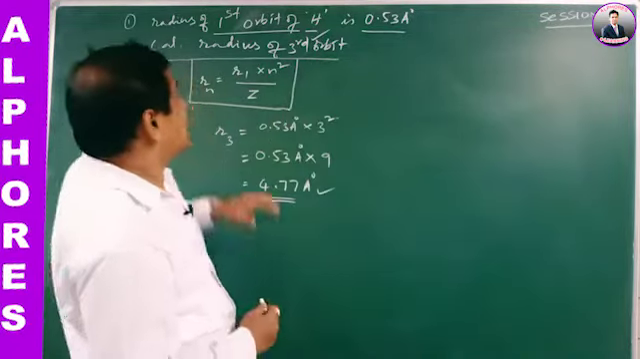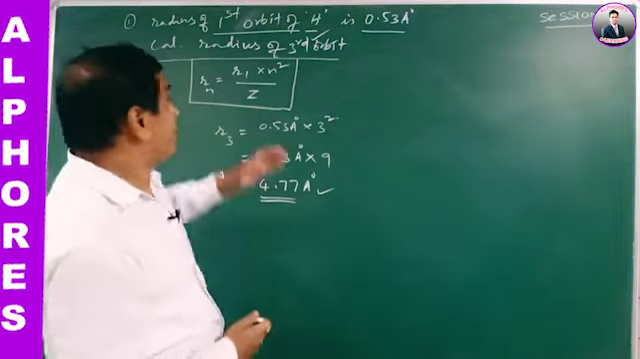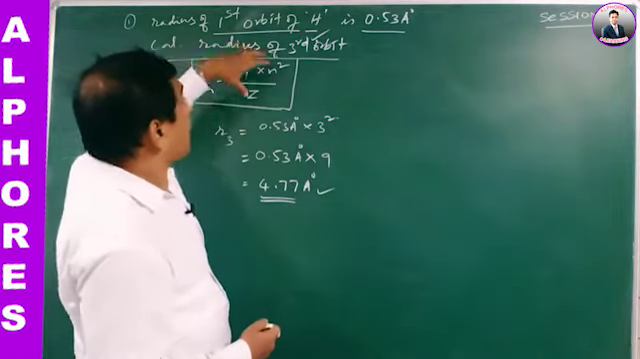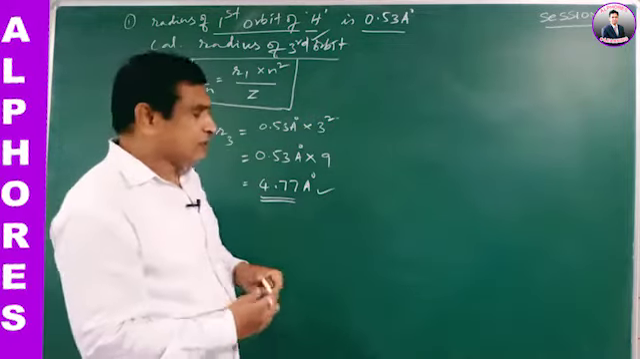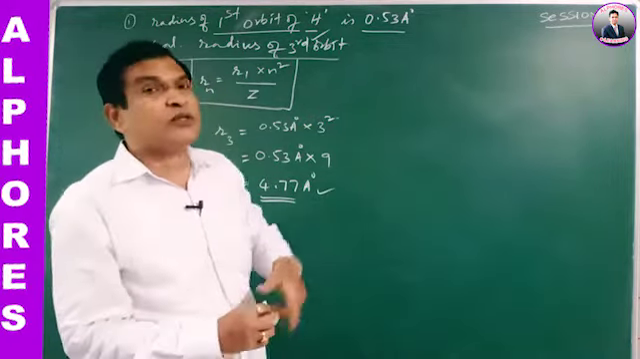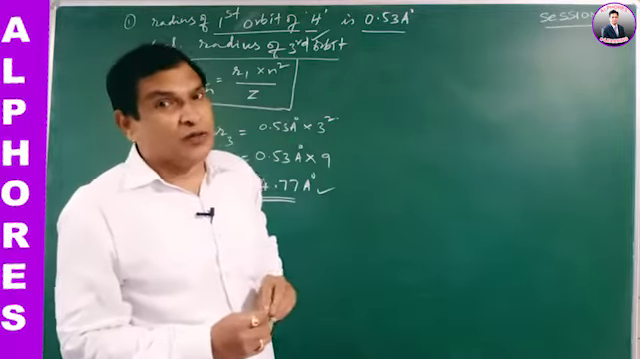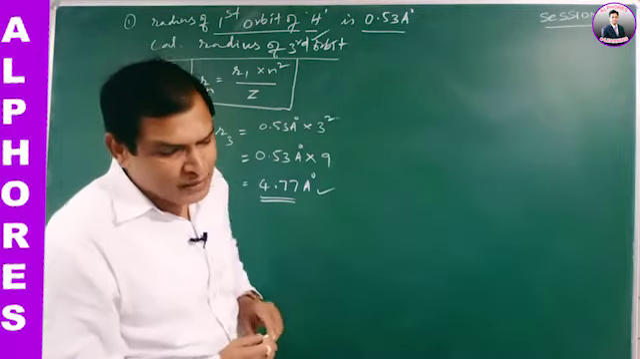Okay, this is one numerical. Like this we can calculate the radius of the nth orbit of species containing one electron, because Bohr's theory is applicable only to species which contain only one electron. Okay, next problem, let us see the next problem.